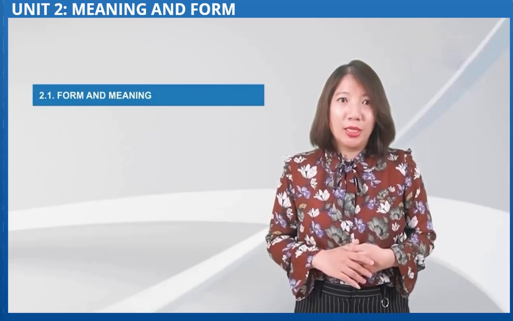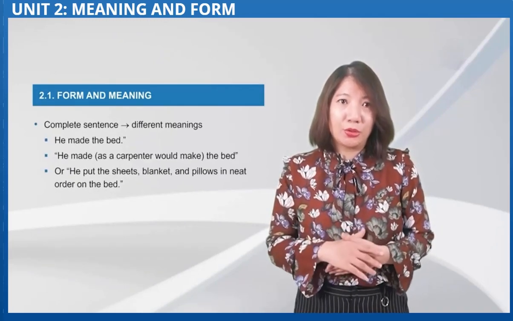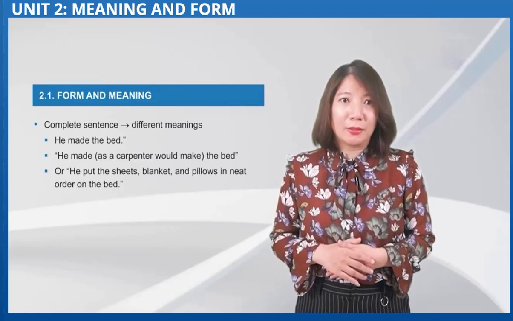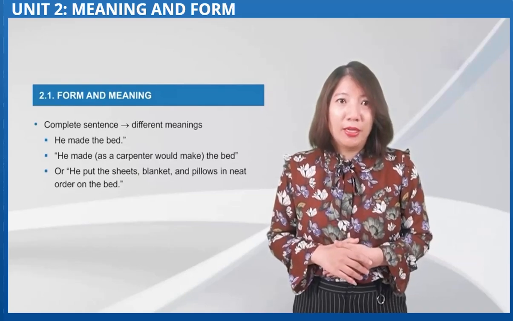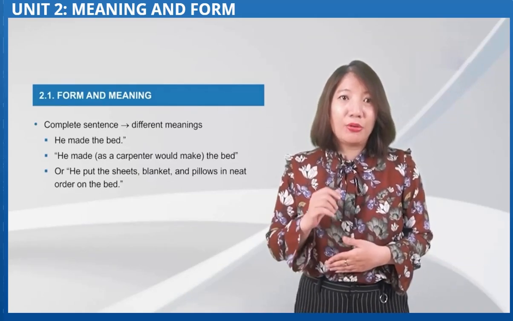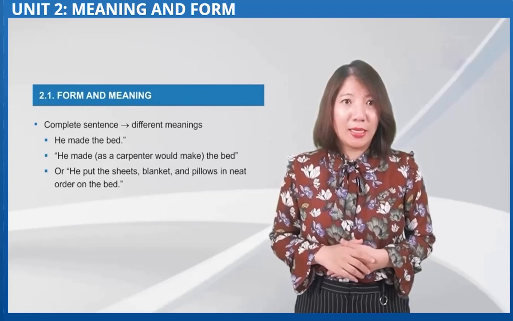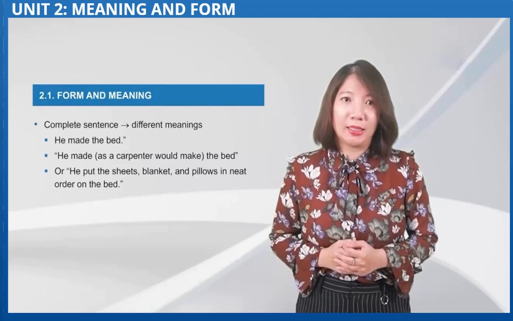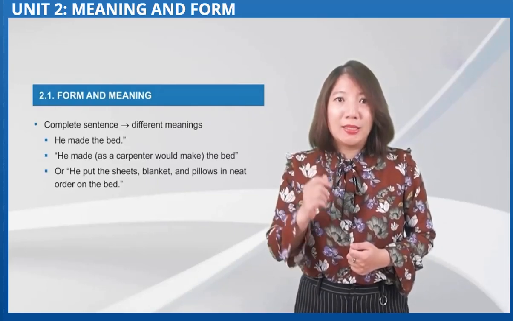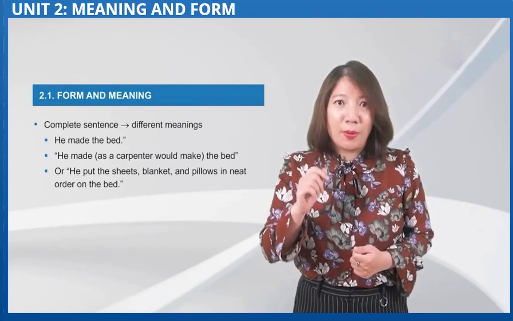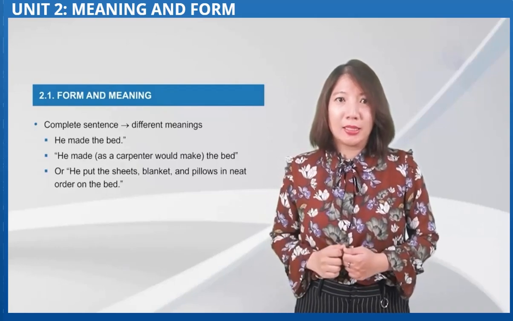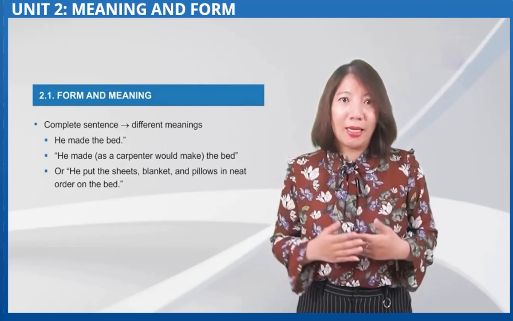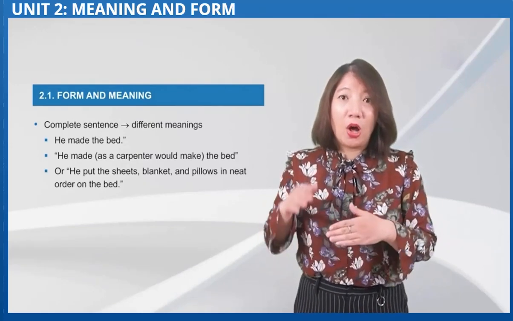Similar to single words and structures, grammatical structure, complete sentence may also have different meanings. Let's look at the example of he made the bed. How do you understand the sentence, he made the bed? What does it mean to you? It can have two different meanings. Firstly, he made the bed. It means that the carpenter made the bed or built the bed, or he put the sheets, the blankets, and the pillows in neat order on the bed.